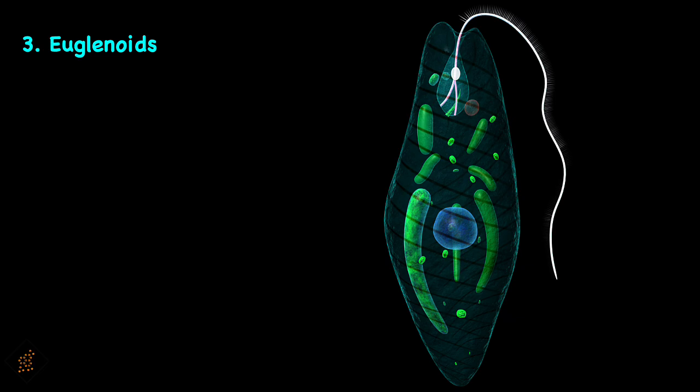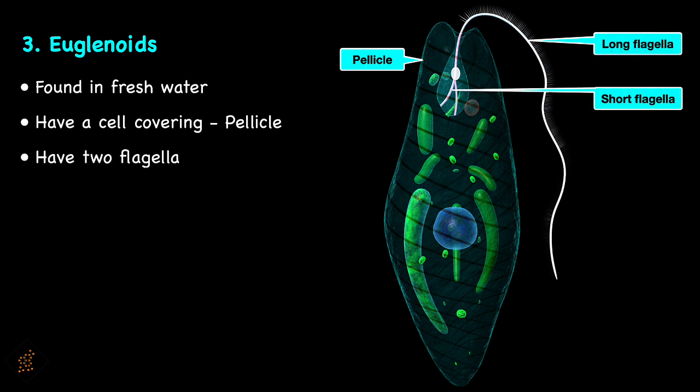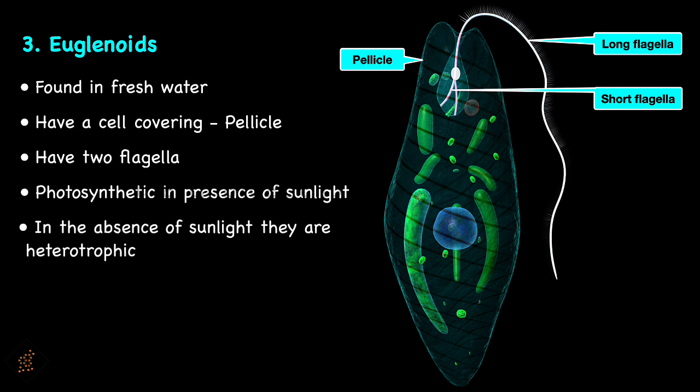Euglenoids. They are commonly found in fresh water, especially when it is rich in organic materials. Euglenoids are distinguished mainly by the presence of a type of cell covering called a pellicle. The pellicle is composed of proteinaceous strips underneath the cell membrane. This makes their body flexible. They have two flagella, one short and one long. They are photosynthetic in the presence of sunlight. However, in the absence of sunlight, they become heterotrophic by feeding on small organisms. Like in higher plants, they have chlorophyll A and B pigments.